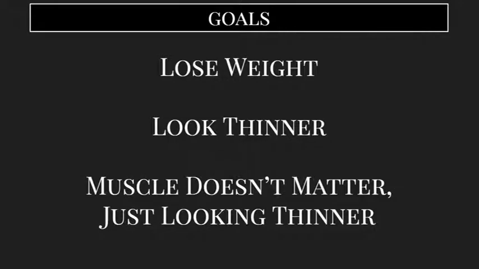All right, so to achieve this type of physique, our goals are going to be to lose weight and look thinner. Muscle's not really a priority with achieving this physique. So we're not going to be really focused on getting that athletic bodybuilder type look. It's going to be more of a lean, slim physique, like a GQ model per se. So that's the primary goal that we're going to go in with.